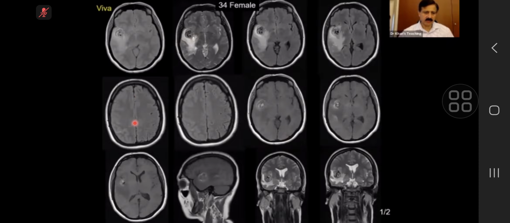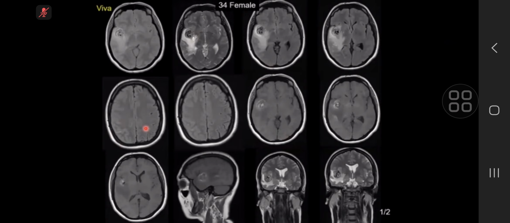And then look what is happening here. Okay, so these are sequential, there are several sequences in this 34-year-old female patient's brain. The most striking abnormality is the presence of a spherical lesion with heterogeneous signal intensity in the right temporal region, with associated high fluid signal surrounding it, indicating edema.